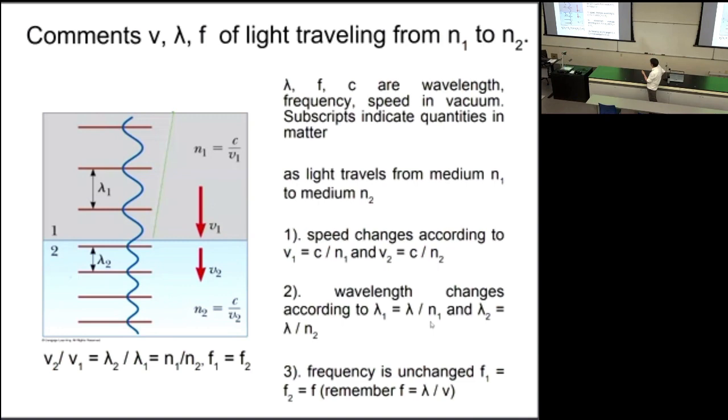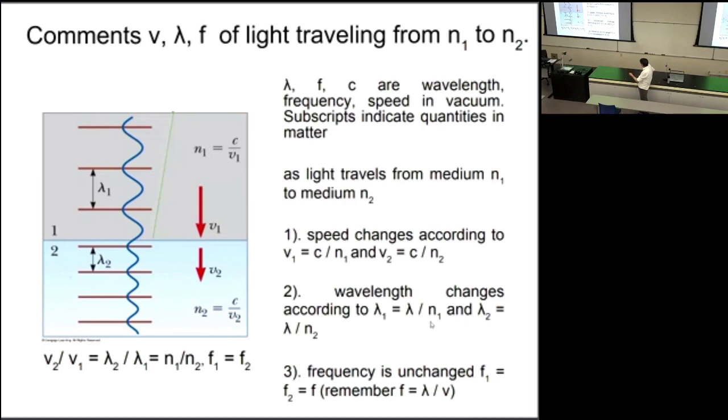We normally use just lambda, F, and C, and I'll use them here, when we're talking about light in vacuum. And then when we talk about light in some material, maybe that material's water, maybe that material's air, I'm going to add little subscripts on the wavelength, on the frequencies, and on the speeds to indicate it's in a material.